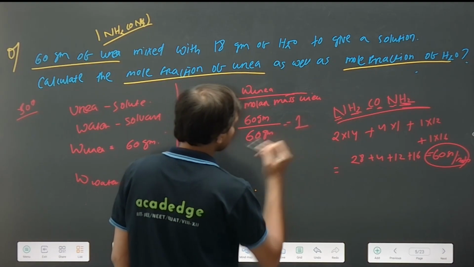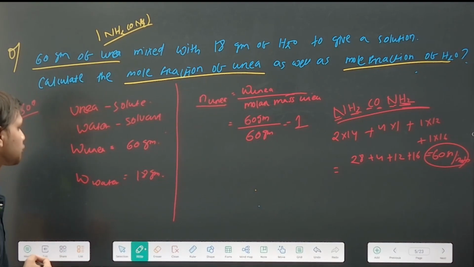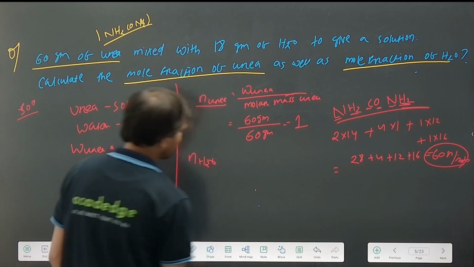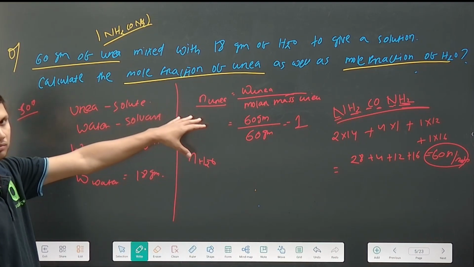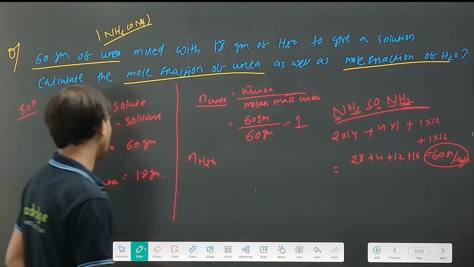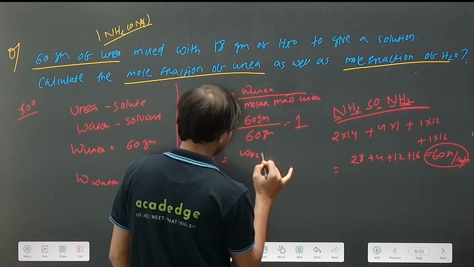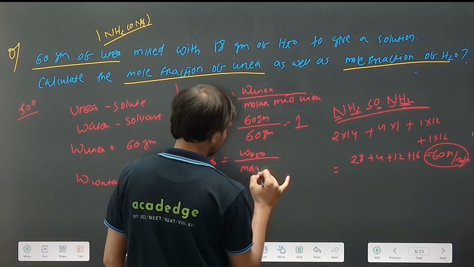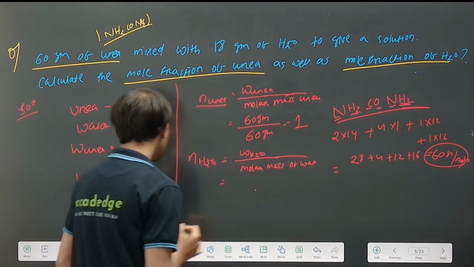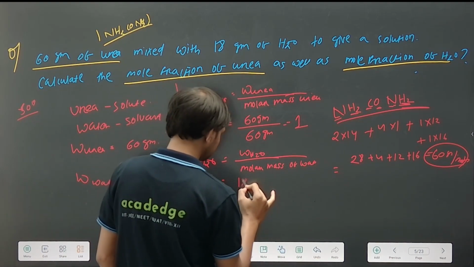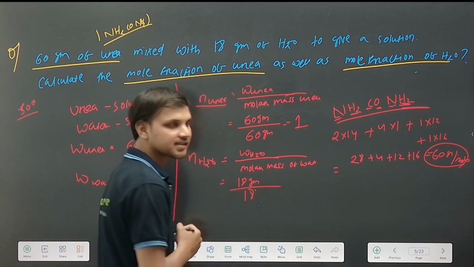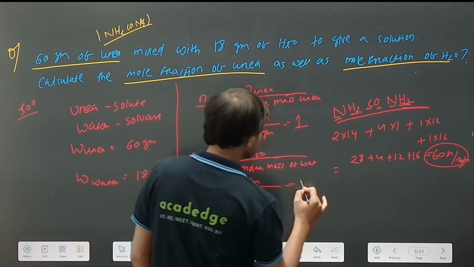So the number of moles of urea I'm getting is 1. Now I have found the number of moles of solute. Now I have to find the number of moles of water, that means the number of moles of solvent, which will be given mass of water by molar mass of water. So the given mass of water is 18 gram. And what is the molar mass of water? Molar mass of water is again 18 gram because 16 plus 2. So here it is also coming out to be 1 mole.